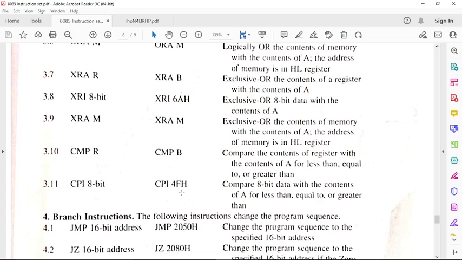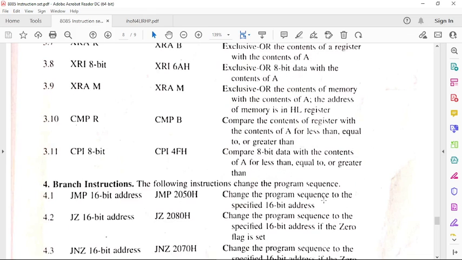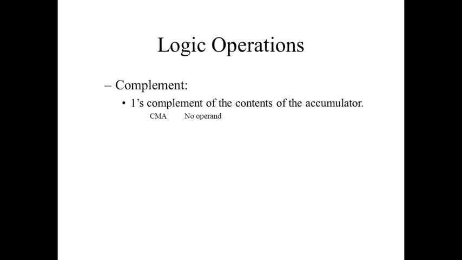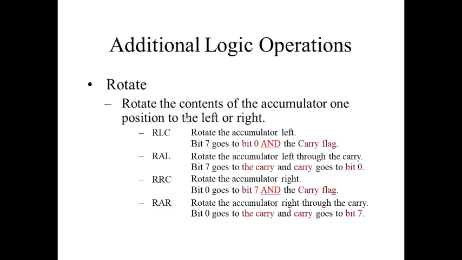CPI, CP means compare, I means immediate data. So 4F is the data. We have to compare this 8-bit data with the content of the accumulator, whether it is less than, equal to or greater than. Complement, CMA, and here there is no operand. This instruction complements the content of the accumulator. Suppose we want to make the complement of the content of the accumulator, we have to use the CMA instruction.